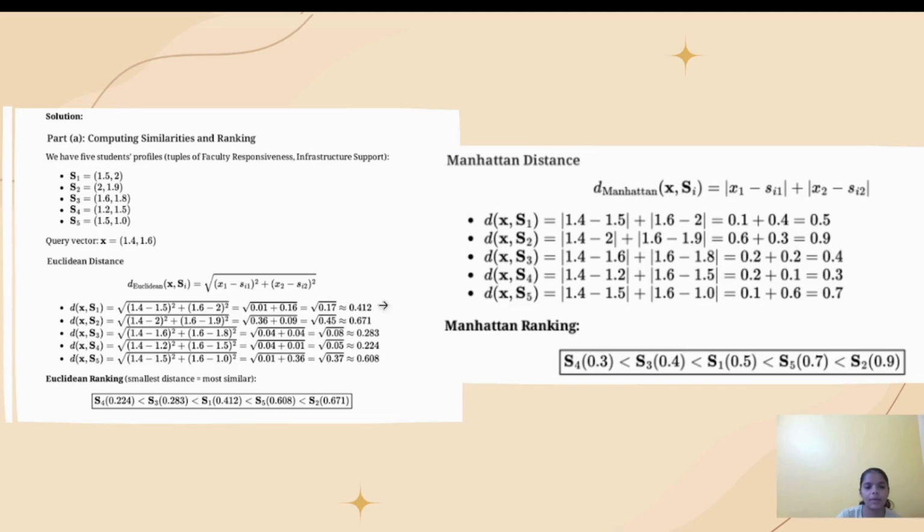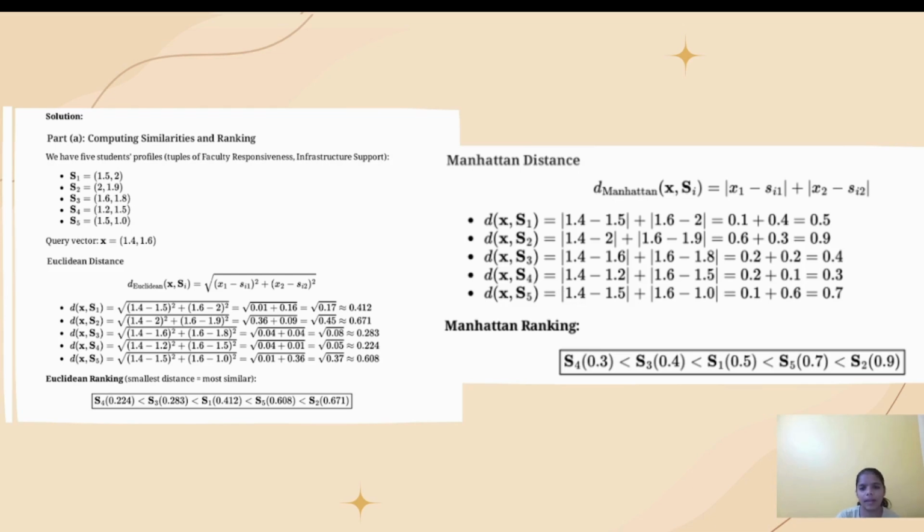Similarly, we will calculate the distance for the remaining students. Then we will compare the distances of all 5 students; the minimum or smallest distance will be the most similar. So here S4 is the smallest, so it is the most similar. So first S4, then S3 is greater than S4, then S1 is greater than S3, then S5 is greater than S1, and S2 is greater than S5.